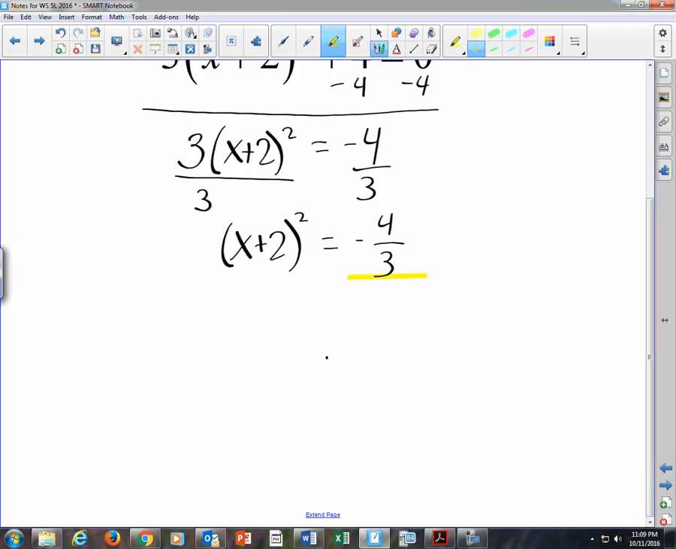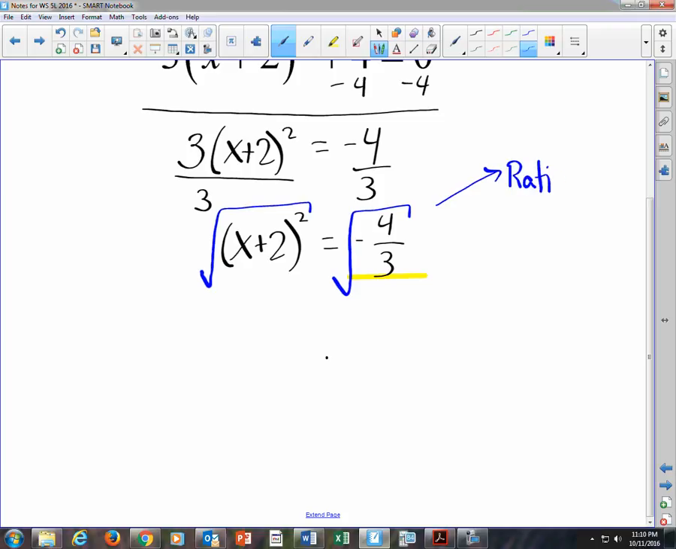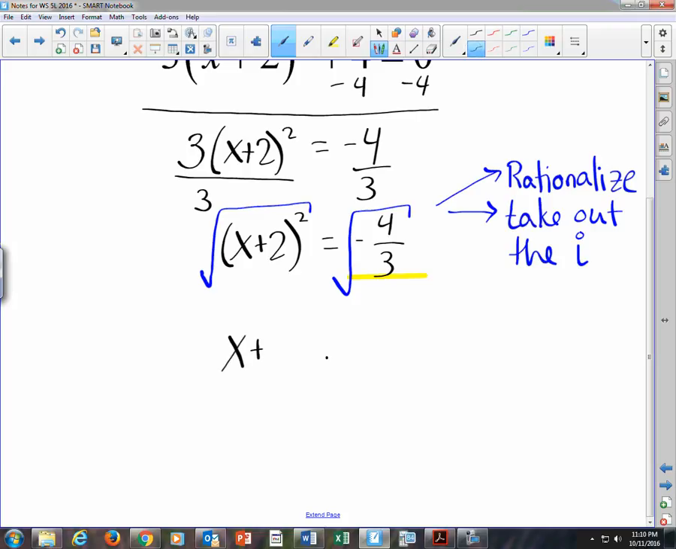If you haven't quite figured it out, what's going to make it slightly gnarly is this right here. Not only is it negative, but it's a fraction. So when I do my next step of taking the square root, I have to, let's see here, what are the things I have to do? I am going to have to rationalize. And then I'm also going to have to take out the i. And so watch for that. x plus 2, can't forget my plus or minus, is equal to plus or minus.